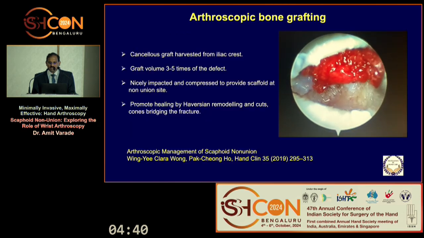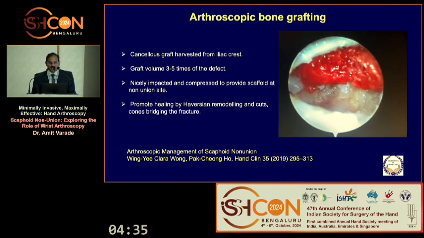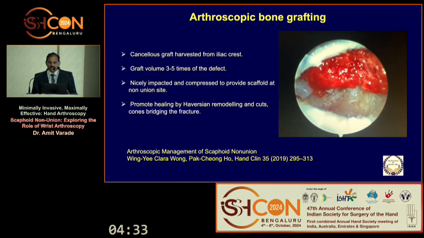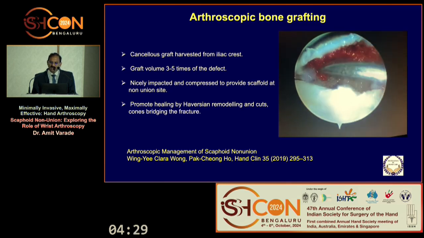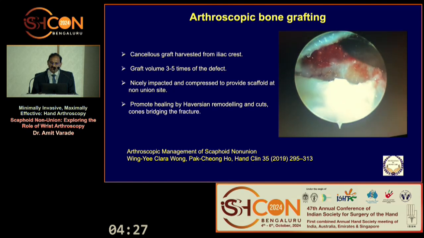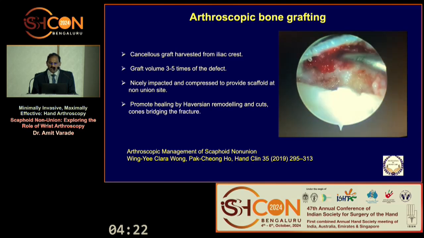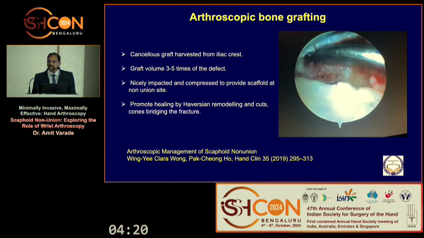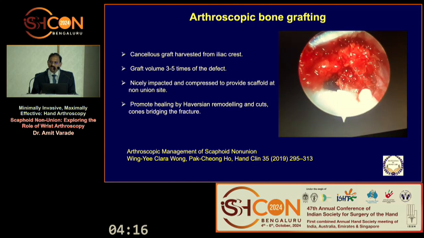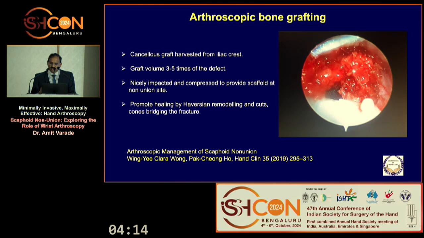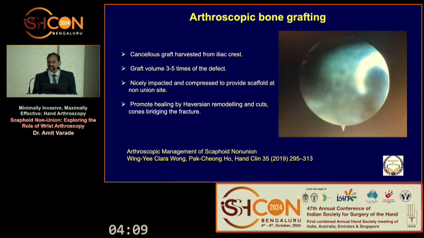And the most important step in this procedure is arthroscopic bone grafting. We use cancellous bone graft harvested from the iliac crest region. We make it into small pieces, and with the help of a sleeve we pass it into the non-union site. The graft volume should be 3 to 5 times the defect. Nicely impact the cancellous bone graft in the distal pole and in the proximal pole, and it provides a nice scaffold at the non-union site.